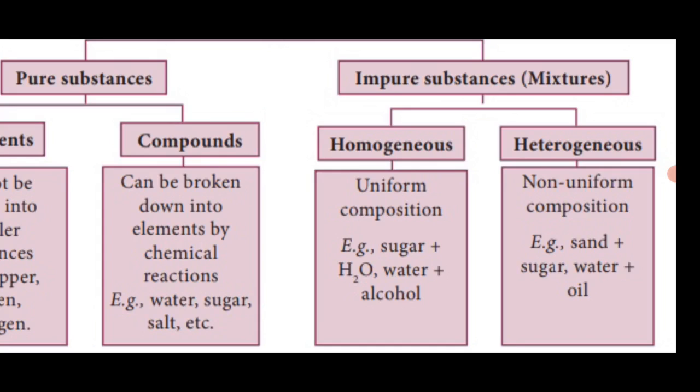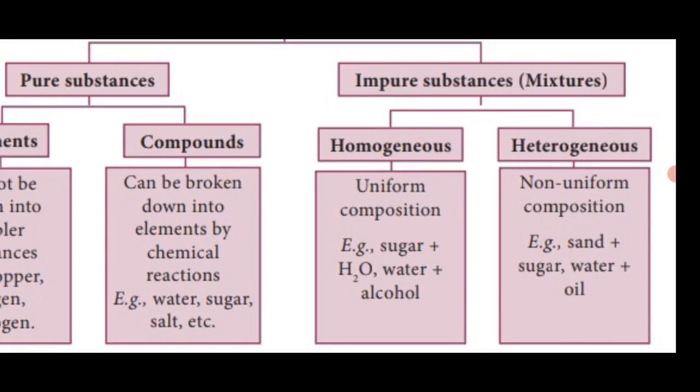The other type of impure substance is heterogeneous mixture. This heterogeneous mixture contains non-uniform composition. Example, sugar and sand. When sand and sugar are mixed, the composition present is non-uniform.